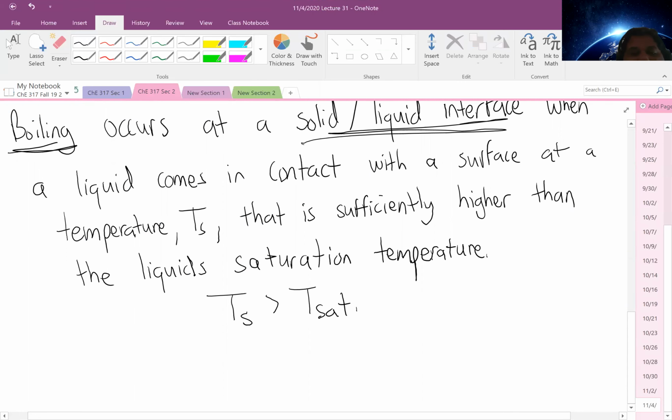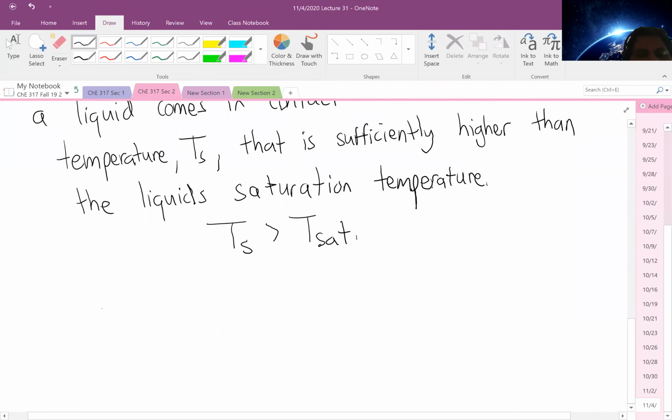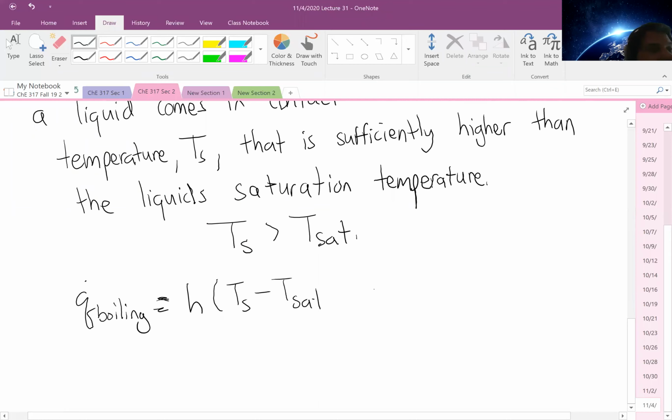And we can quantify the heat flux due to boiling as some heat transfer coefficient times that gradient that we see, Ts minus Tsat, which is equal to h times delta T excess. Right. And this is an application of Newton's law of cooling.